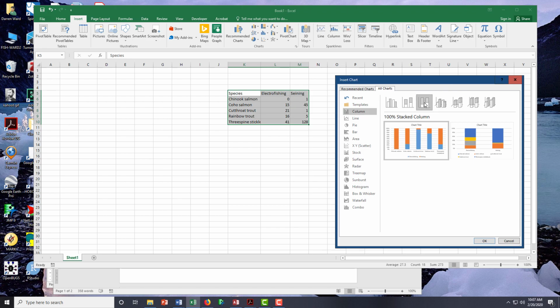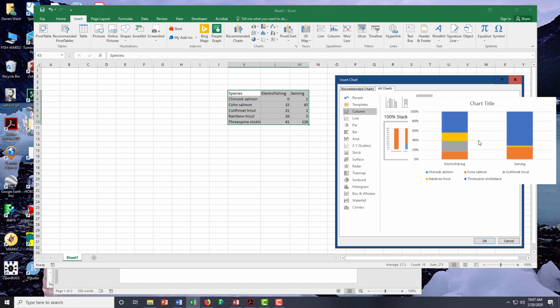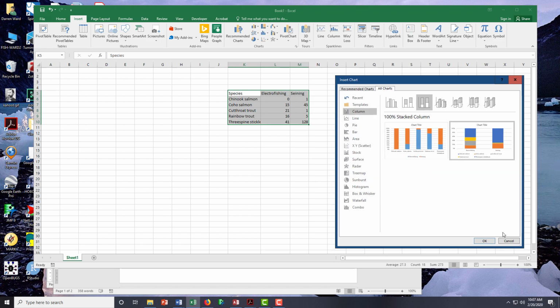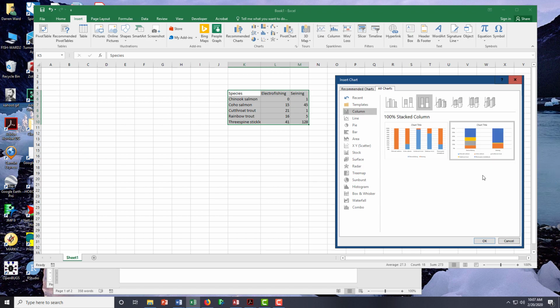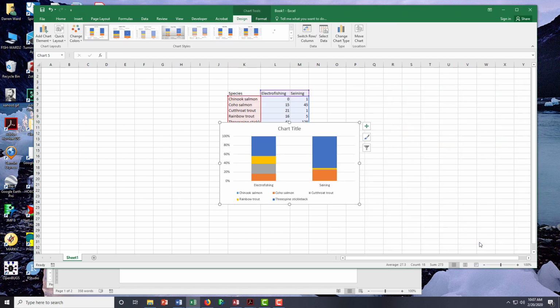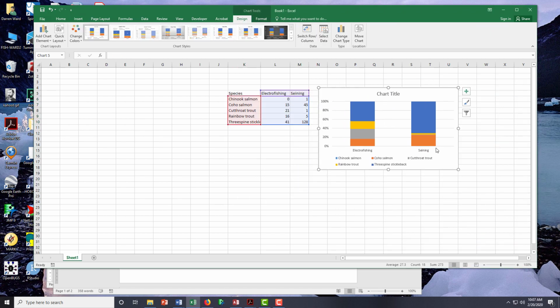What you would want is this option, which scales the y-axis to 100% and graphs the proportion, the percent of each technique that you use for each species. So this is the option that we want for this particular comparison. So select that option, push OK, it makes the graph for you, comes up with a legend already.